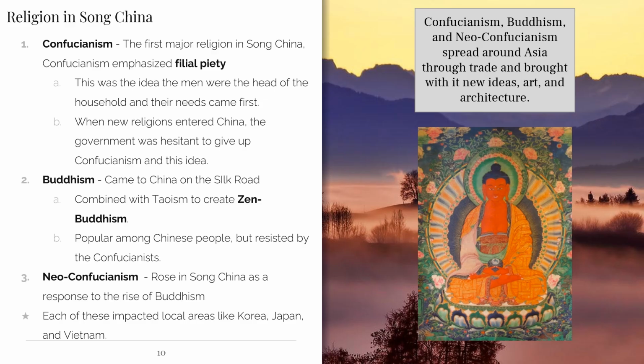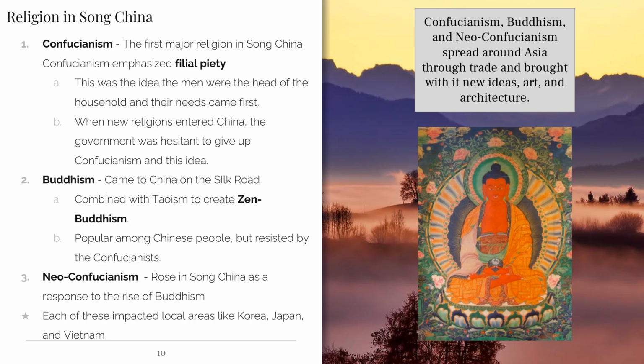Neo Confucianism rose in Song China as a response to the rise of Buddhism. Because Buddhism became popular among certain groups in China, there were certain elements that were added to Confucianism to create almost a hybrid between the two. And again, this was a complete and total response to the presence of Buddhism. Some people who were traditionalists didn't want to give up Confucianism, but they liked certain characteristics of Buddhism.